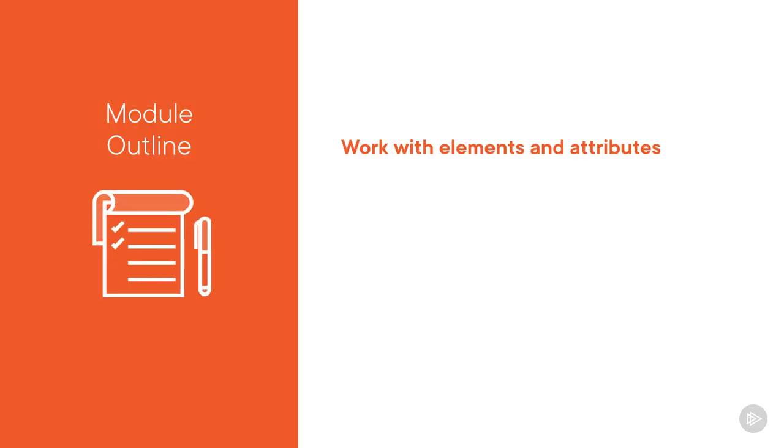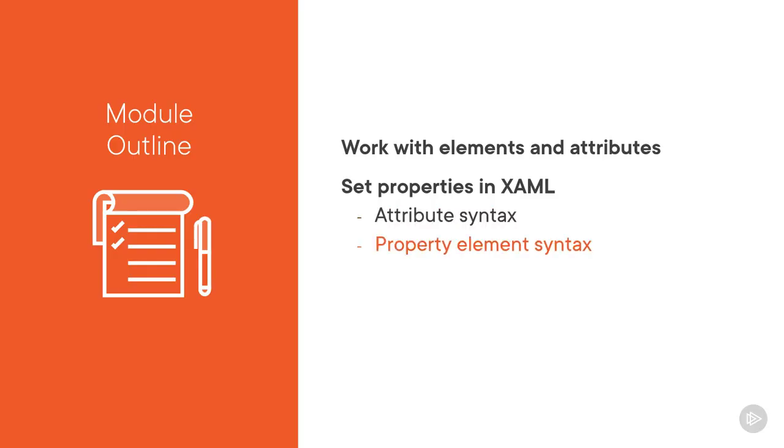First, you will learn in this module how to work with elements and attributes in XAML to create objects and to set properties on these objects. Next, you will learn about more ways to set properties in XAML. At this point, you will be already familiar with the attribute syntax. You will also learn about property element syntax and about content syntax. Finally, you will learn in this module how to use collection syntax to add objects to a collection property. Now let's start and let me show you how to work with elements and attributes in XAML.